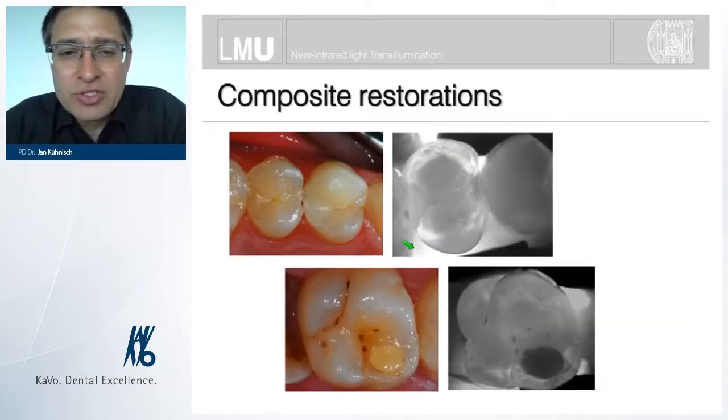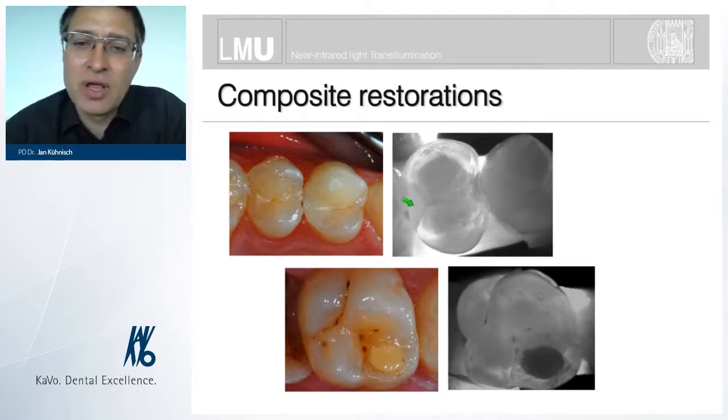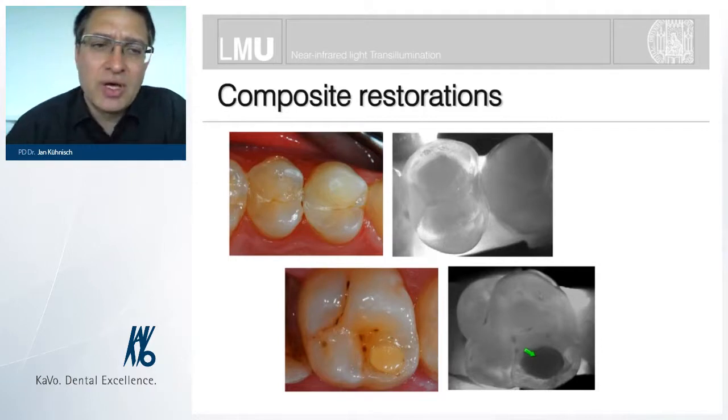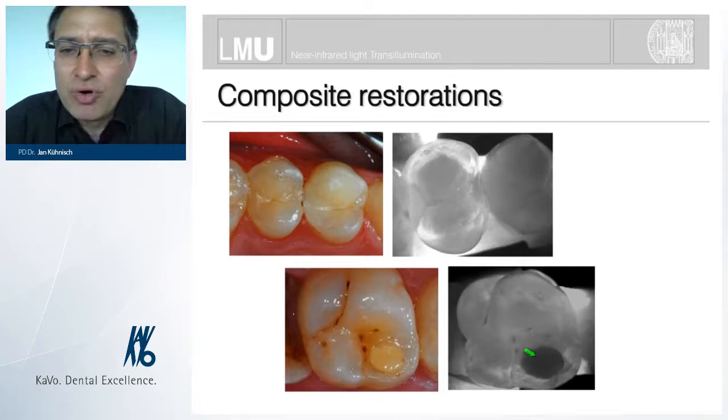Of course, we are able to detect dental restorations. Maybe here we have a composite restoration on the proximal side. This is also visible in near-infrared light. And another case where the composite restoration appears a little bit darker. From our experience, it must be stated that the composite material consists of different filler materials with different light properties, and this causes different impressions and different brightness on the near-infrared light image.